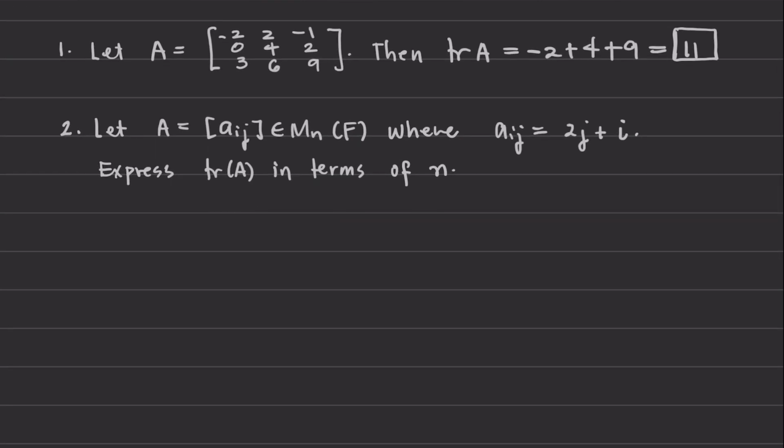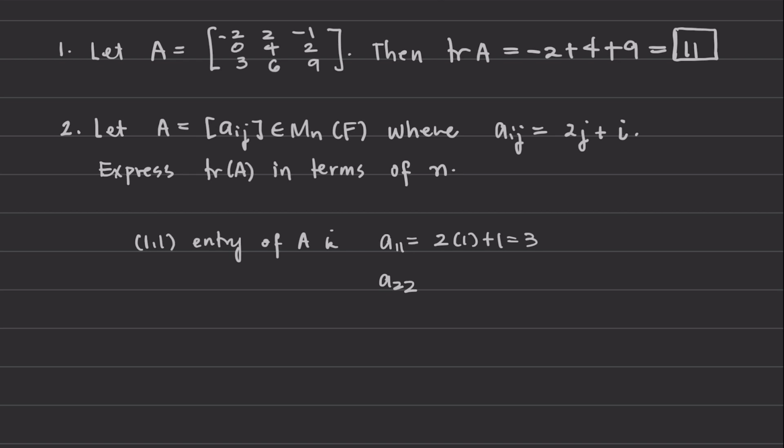So, let's try a harder example. Let's say that A is this one, an n by n matrix where aij is 2j plus 1. Okay, so para ma-visualize lang natin kung anong itsura ni A, let's say A is 2 by 2. Kunyari lang 2 by 2 siya. So, ano ang 1, 1 entry ni A? Is A11, no, which is 2 times 1 plus 1, which is 3.